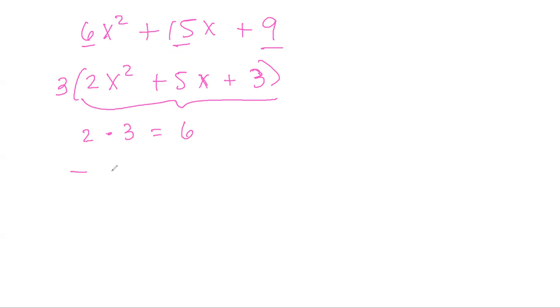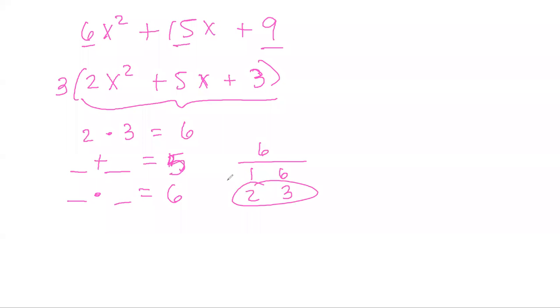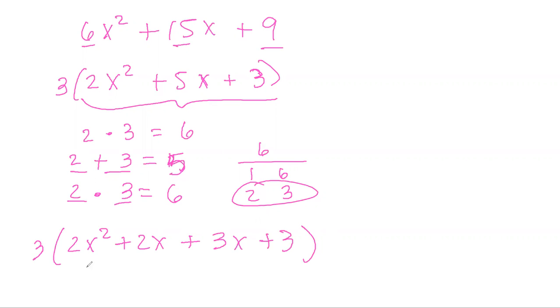So now I'm looking for two numbers that add up to 5, and that multiply to 6. So 1, 6, 2, and 3. So 2 and 3 is what works here. So I have 3 on the outside. And I'm going to rewrite this to say 2x squared plus 2x plus 3x plus 3. From here, I'm going to factor by grouping.